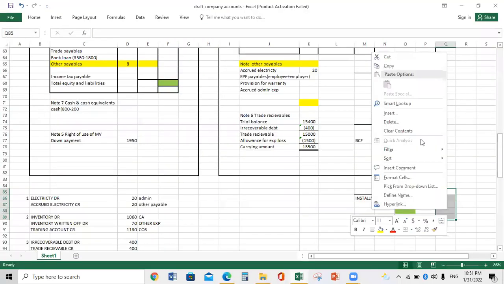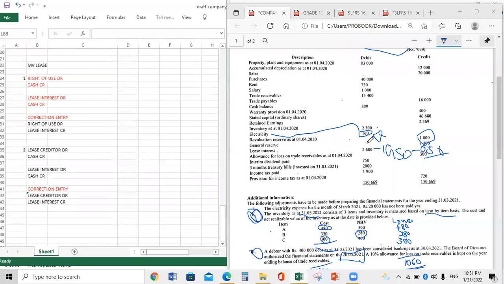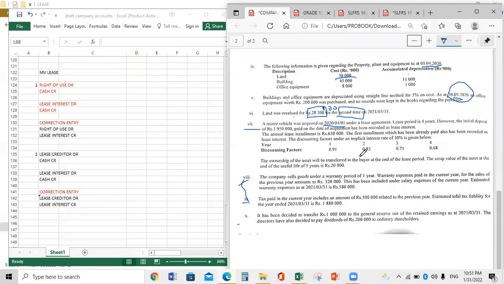Now let's quickly go to the next part. What do they say? The annual lease installment is 650. The first installment which has been paid is recorded in the lease interest. The discounting factor is given. Now here you should find the lease liability. They have given you the discount factor, that means you have to find the lease liability.